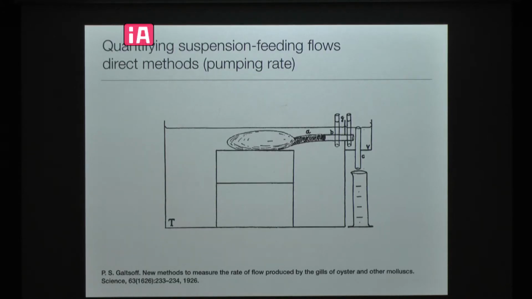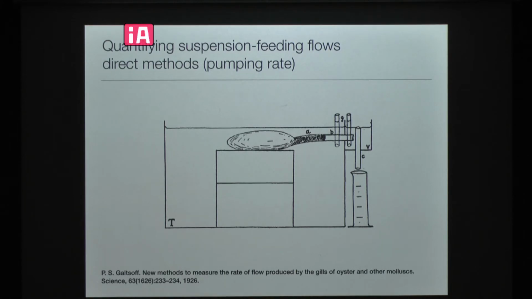And so these methods are very useful, and they've given us a lot of interesting results. They're good for comparing species, looking at the effects of temperature, but they don't apply very well to the field, and it's difficult to compare between experiments because they're subject to wall effects and other experimental artifacts.